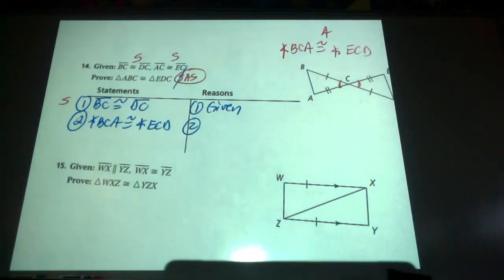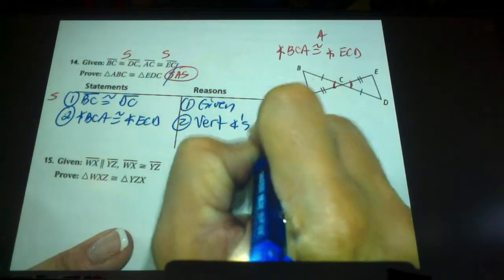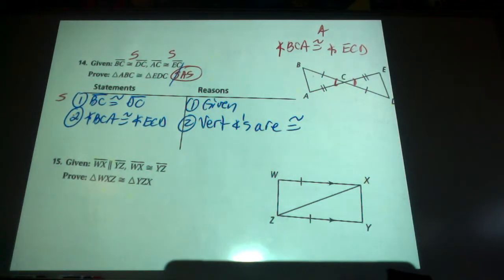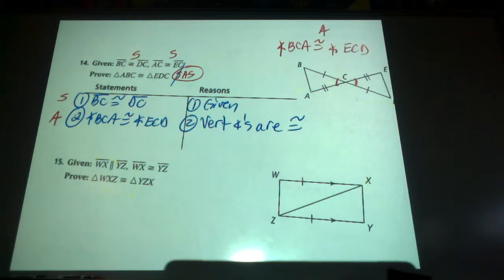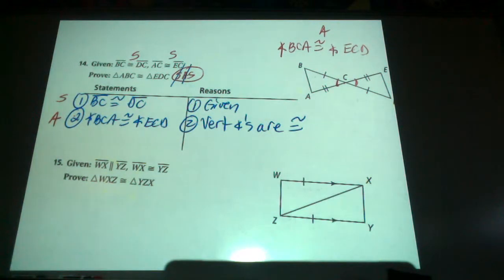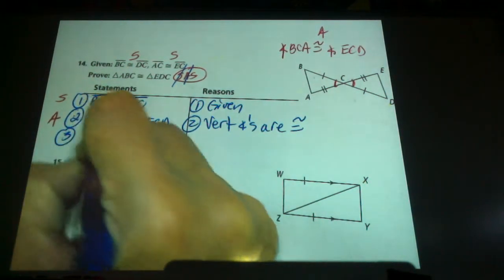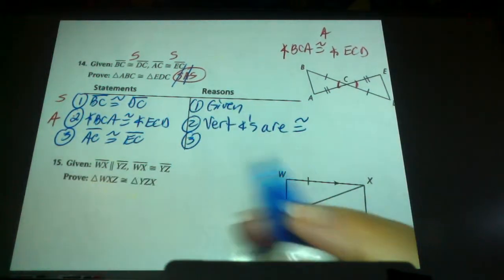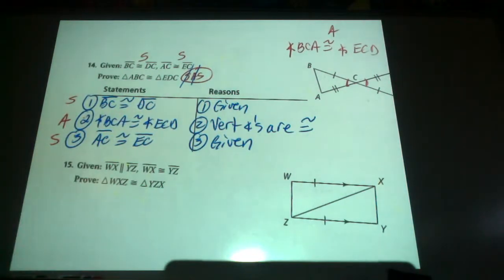Why? Vertical angles are congruent. So you can't use definition of vertical angles, so I don't care what your book may write in there or whatever. So that's my A. What's next? Oh, I'm going to cross that off. What's next? Yeah, my other S, right? So then step 3 is going to be segment AC is congruent to segment EC. Why? Given. And so that's an S, and I'm going to cross that off.